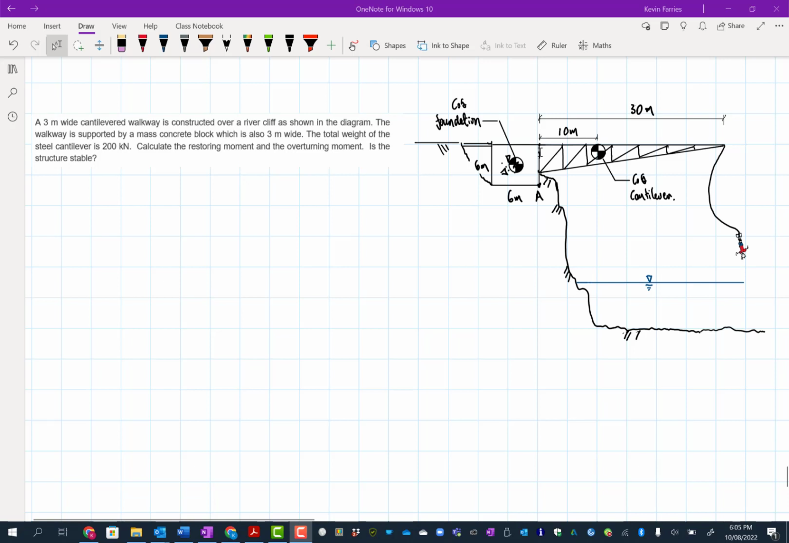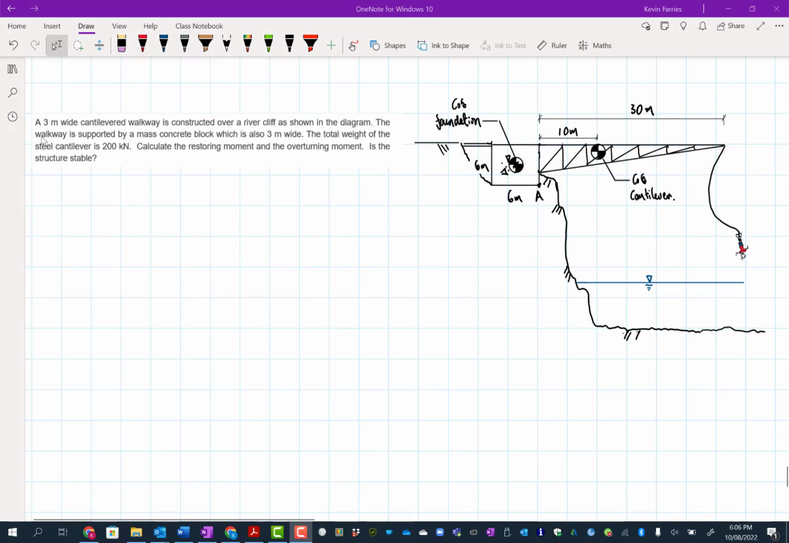It's 10 metres from the supports at the foundation here. This is a gravity foundation, and so they're just using the weight of this concrete block to make sure that this cantilevered truss doesn't fall over. And so we've got a 3 metre wide cantilevered walkway. It doesn't really matter the width, I don't think. It's constructed over a river cliff as shown in the diagram here.